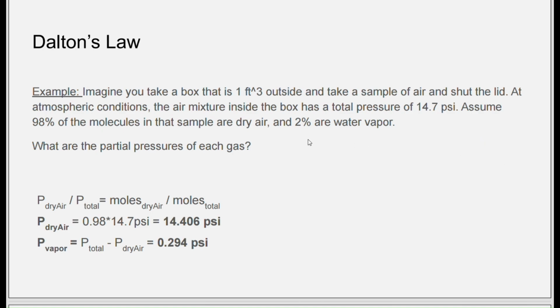Well, partial pressures are going to be proportional to the mole fraction. So you can take your total pressure times 98% to get the partial pressure of your dry air. And then do the same thing for your water vapor, do 2% times the total pressure. And then that's going to be your partial pressure from your water vapor. If you add these up, you'll get 14.7, which was the total pressure.